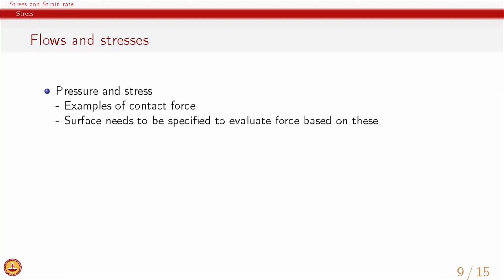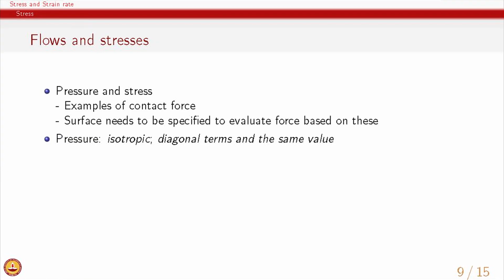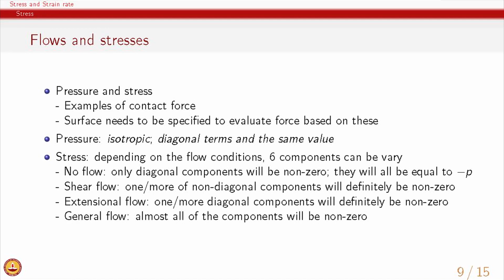So, with this we can summarize now that pressure and stress are both examples of contact forces. We need to specify a surface before we can specify the contact forces, and we evaluate them for the balance equation once we specify the surface. Pressure is isotropic, they are diagonal terms and they are all of the same value. Stress on the other hand, depending on flow conditions, all 6 components can be non-zero.